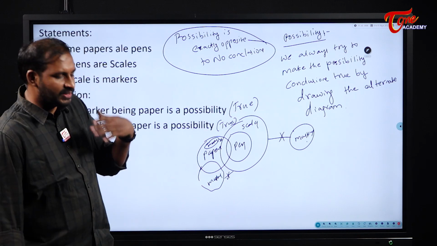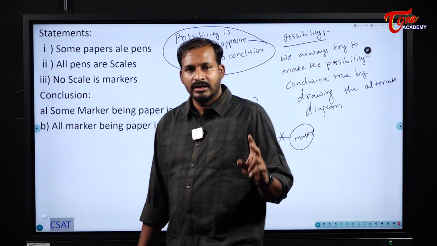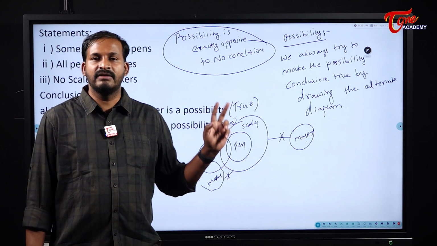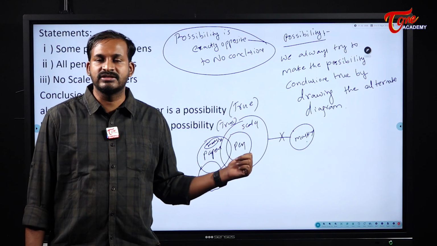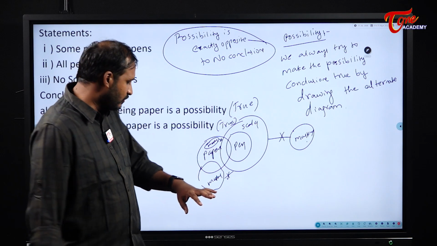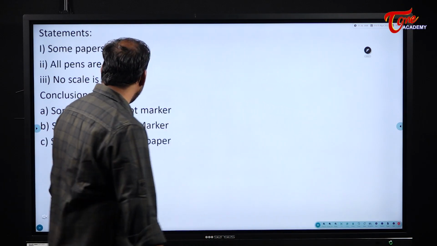In possibility cases, students, while solving the examples we will see once again. But as of now, simple: a possibility conclusion is quite opposite to no conclusions. There we try to make them false. In the case of possibility, we try to make them true. That's it. Nothing more than that.